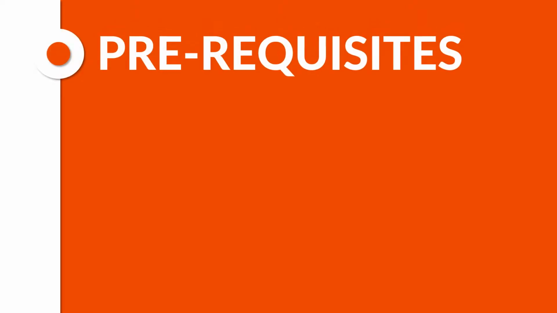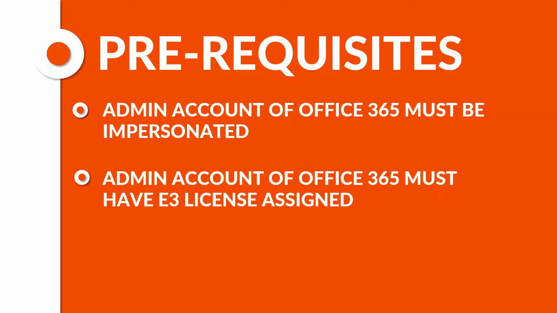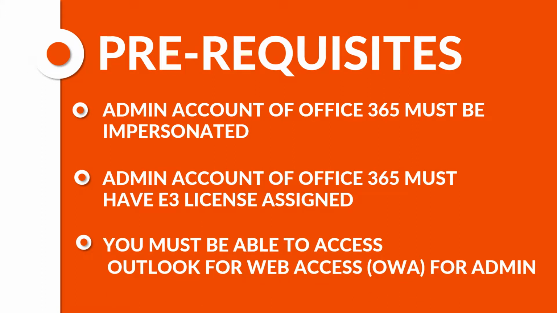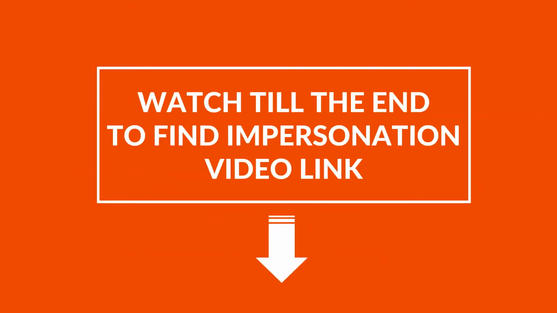Now let's check out the prerequisites. Admin account of Office 365 must be impersonated. Also, admin account of Office 365 must have E3 license assigned. You must be able to access OAuth for admin. Watch till the end of this video to find impersonation video link.